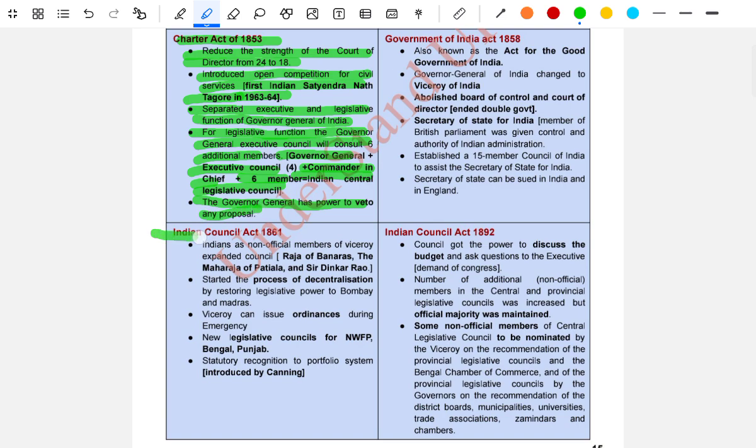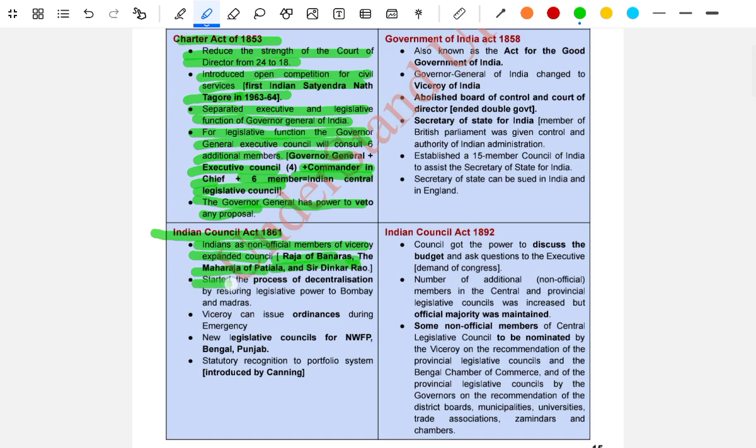The Indian Councils Act 1861. Indians were included as non-official members of the Viceroy's expanded council: the Raja of Benares, the Maharaja of Patiala, and Sir Dinkar Rao.